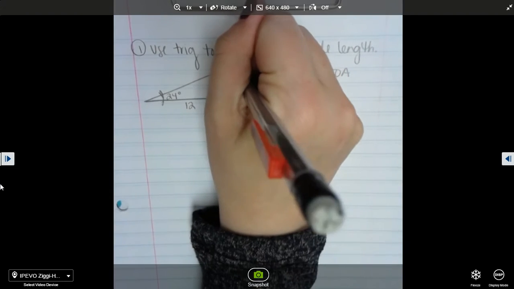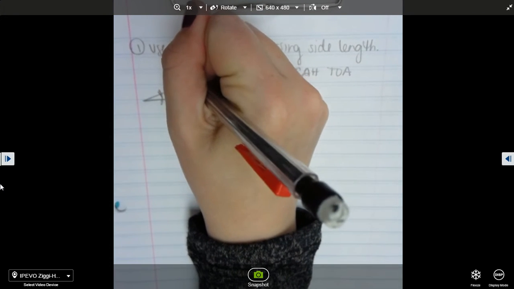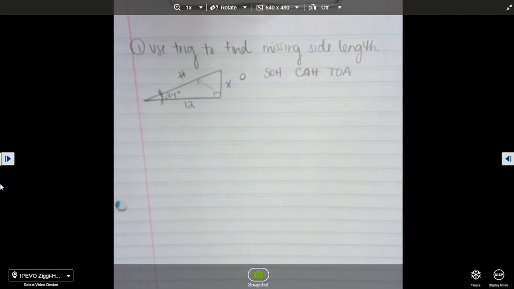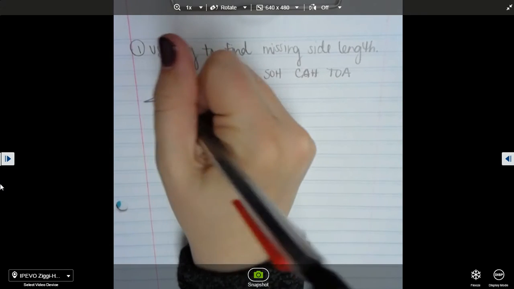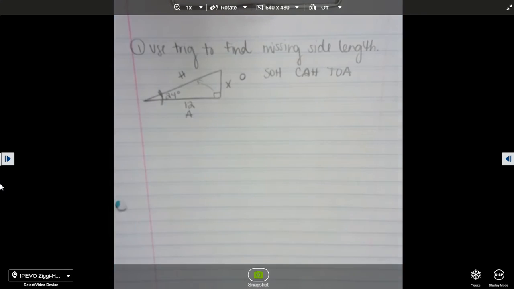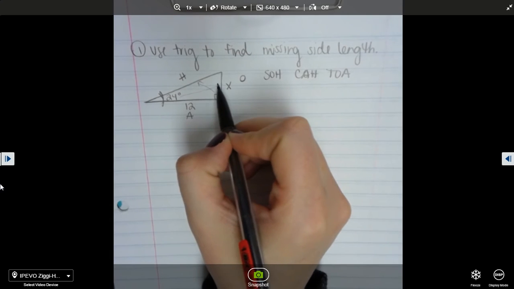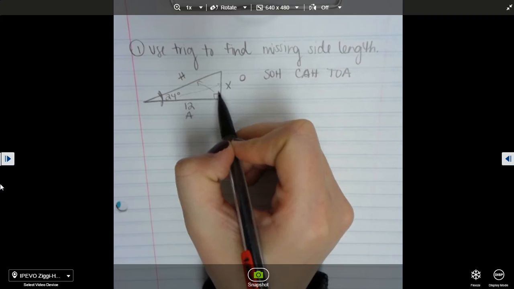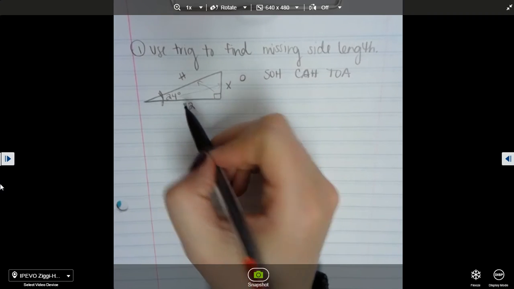X would be our opposite. This long side across from the right angle is always our hypotenuse. And the side right next to this angle would be A, standing for adjacent, which means next to. So you have opposite is all the way across the triangle, hypotenuse is always across from the right angle, and then adjacent means right next to.